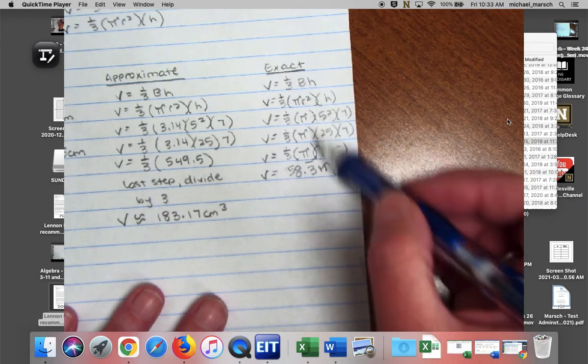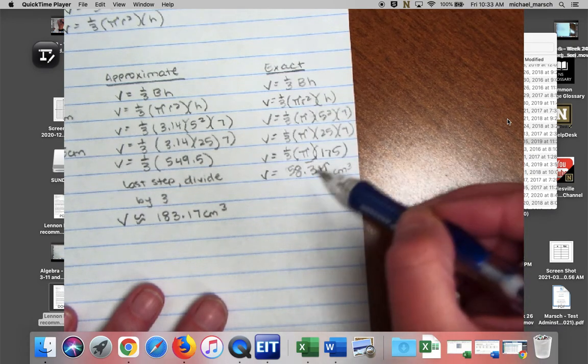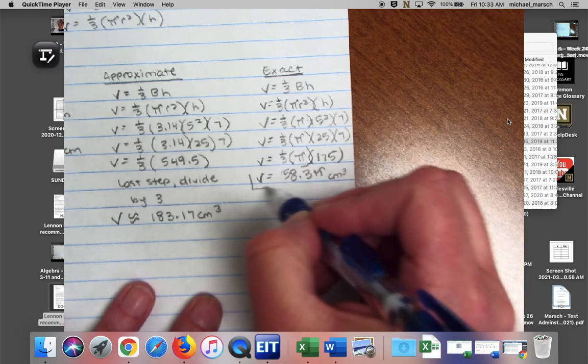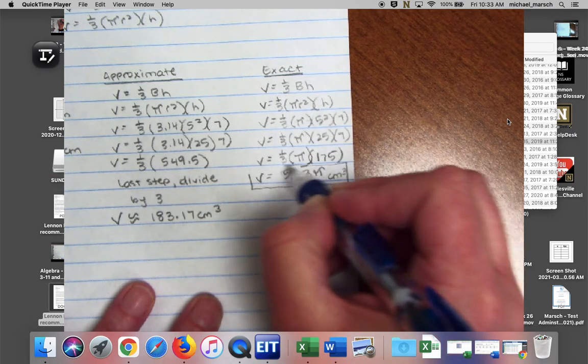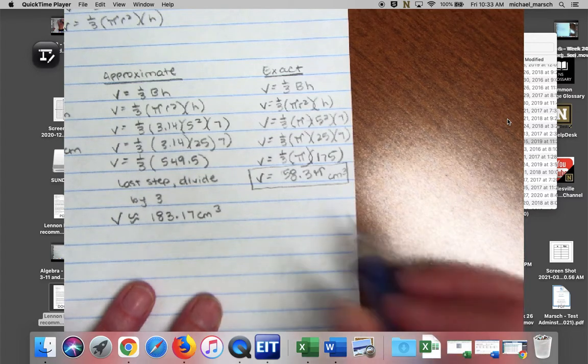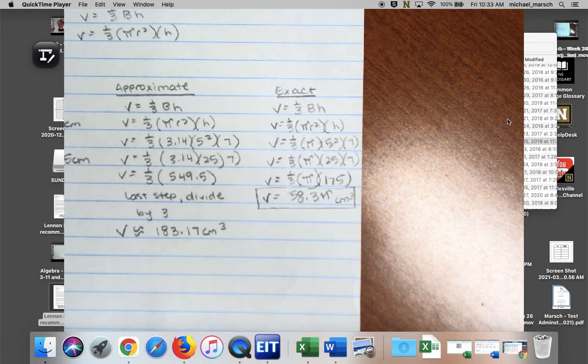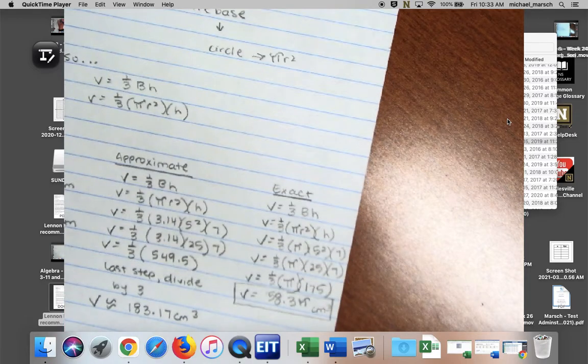So because I'm leaving this as pi, then I don't have to change it to 3.14. I can have my equal value. There you go. So that's the difference between exact and approximate, just like we did with cylinders. Okay, so that is how you find the volume of cylinders and cones.